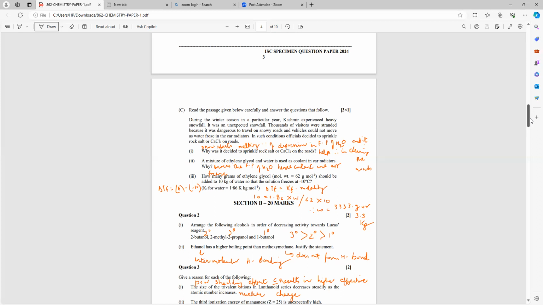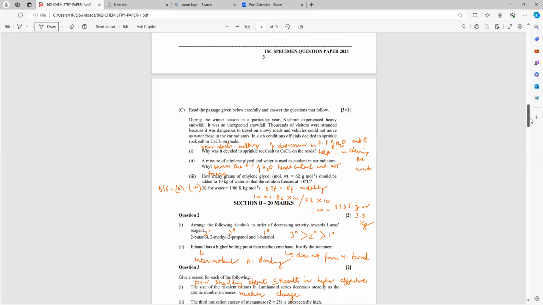The first part of the question says, why was it decided to sprinkle rock salt or calcium chloride on the roads? So here the answer will be that when you sprinkle the salt or CaCl2, the snow starts melting from the surface because of the depression in the freezing point of water, and it helps in clearing the roads.